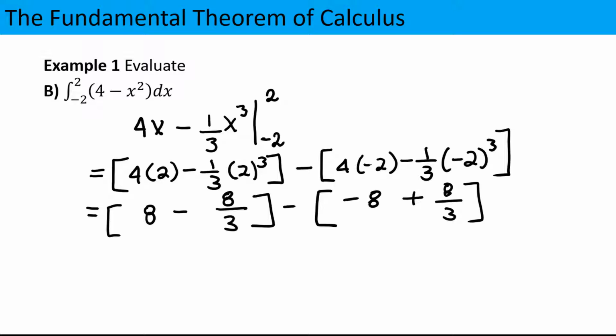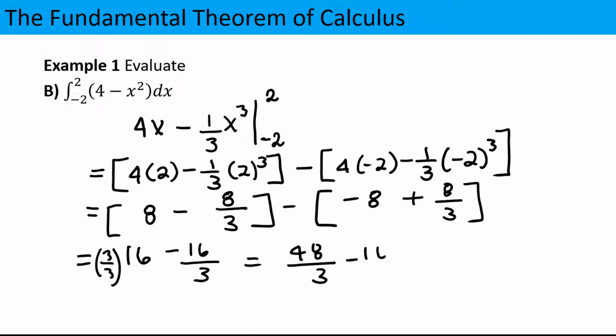Let's proceed with the arithmetic. I have 8 minus -8, so that's 8 plus 8 or 16. Then I have minus 8/3 minus 8/3, which would be minus 16/3. In order to perform this arithmetic, I need a common denominator, so I'll multiply the first term, top and bottom, by 3, which will give me 48/3 minus 16/3, and we can simplify this to 32/3.